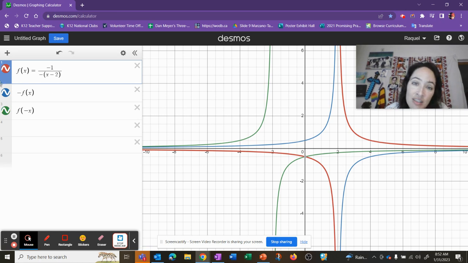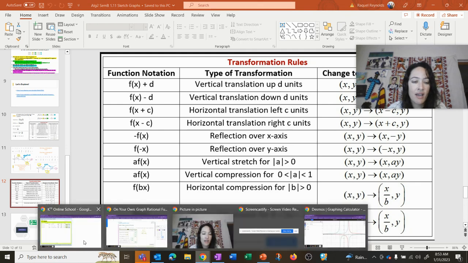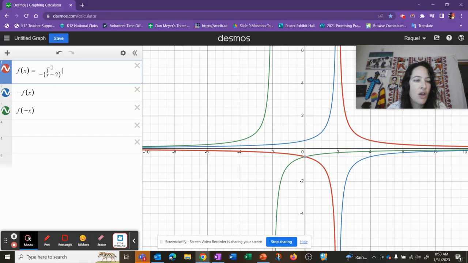Desmos is letting me explore these rules right here. Negative on the outside of f of x, negative on the inside of f of x. f of x is function notation for whatever function I'm working with. So I can come back to Desmos and say, oh, okay, I got it. If this was my original function, it could help me figure it out.